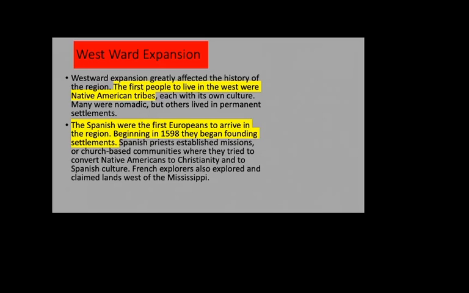here. Okay, anything highlighted. The Spanish were the first Europeans to arrive in the region beginning in 1598. They began founding settlements. Okay, so remember we had the Spaniards. Okay, the Spanish were some of the earliest explorers of this region. Okay, and as they explored further south and further west, they claimed those territories. So at some point, the Spanish owned a large portion of what we call the United States today. So we're talking California, Nevada, Utah, parts of Colorado, New Mexico, Texas.